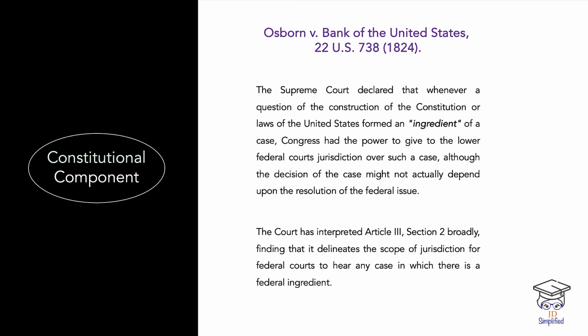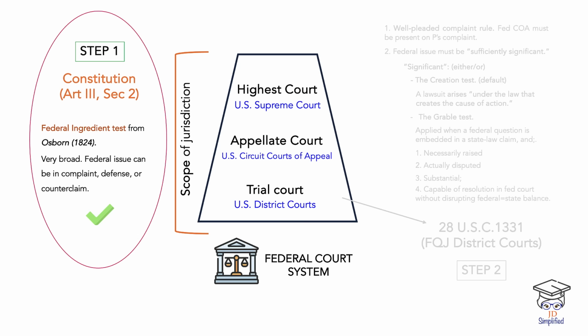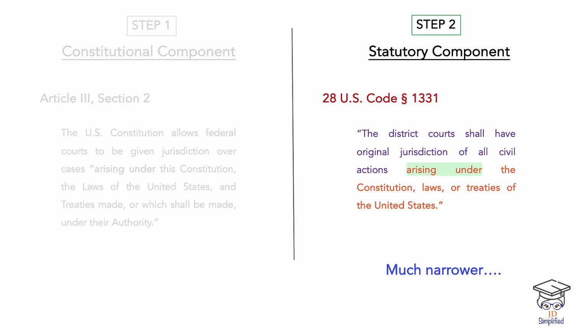So what is the threshold for federal ingredient? What qualifies as a federal ingredient? Well, for the constitutional arising under, a federal defense would do. So under Osborne, who looks at the arising under from Article 3, Section 2, a federal defense is sufficient. Also for the constitutional component, a counterclaim that arises under federal law is also a federal ingredient under Osborne. Osborne looks at the arising under from Article 3, Section 2 of the Constitution. All right, that's actually it for step 1. Any constitutional ingredient will meet the broad interpretation of arising under from Article 3, Section 2. Now let's move on to step 2.